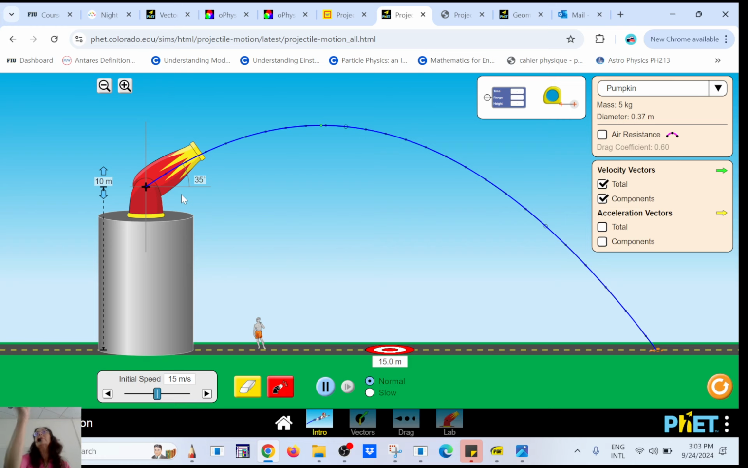And then I can decompose my motion into two components, right? Let me show you.